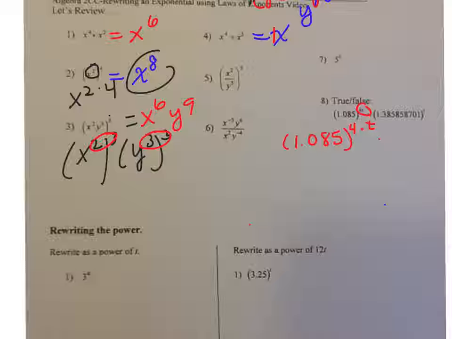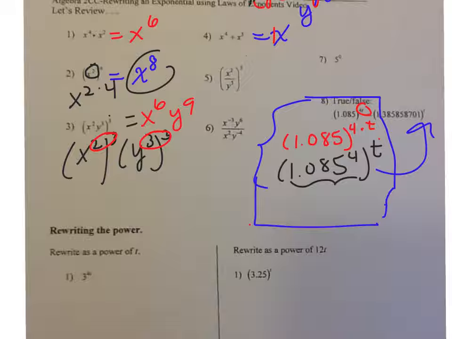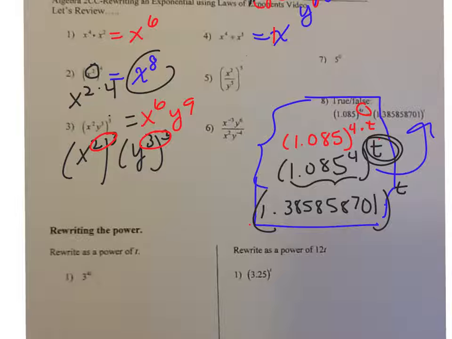So I'm going to take the 4 now and put it on the inside. So it's 1.085 to the 4th power to the t power. So far, all of these are the same. Now I want to know, is this equal? Let's plug 1.085 to the 4th power into the calculator. Type that in and let's see what you get. You get 1.385858701 still raised to the t power. So is it equal? That is true.